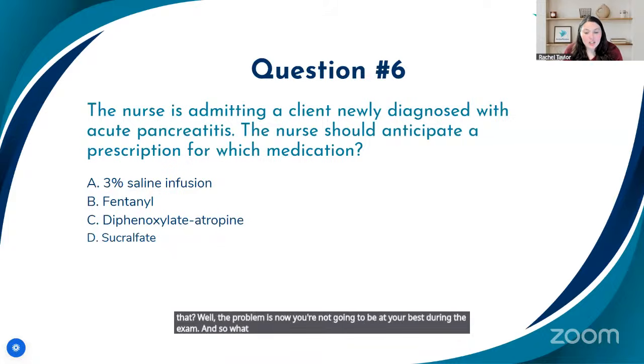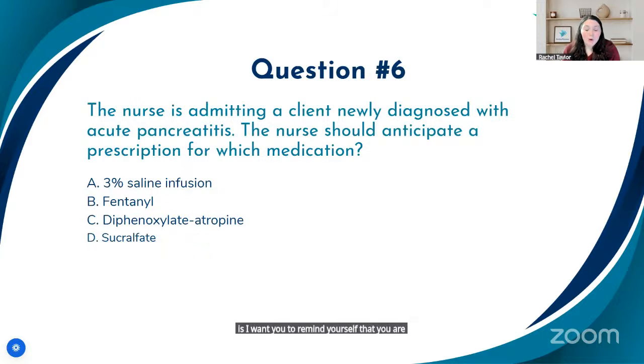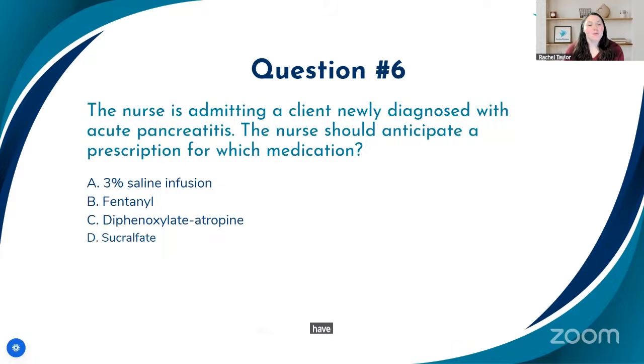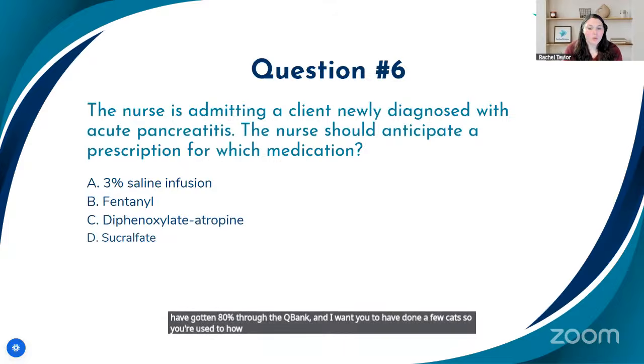So I want to encourage each and every one of you to remind yourself that you are capable, you are worthy. Put in the prep. If you're using Archer, I want you to get four highs or very highs consecutively on readiness assessments. I want you to have gotten 80% through the Q bank, and to have done a few CATs so you're used to how the exam adapts to you. All of you should plan for 150 questions. If it shuts off before, that's okay. But it might not shut off before then, and that's okay too. And you should plan to take a break at question 86 and again at 115.